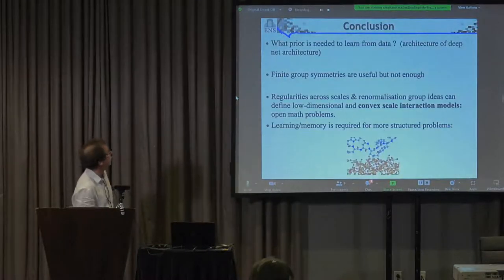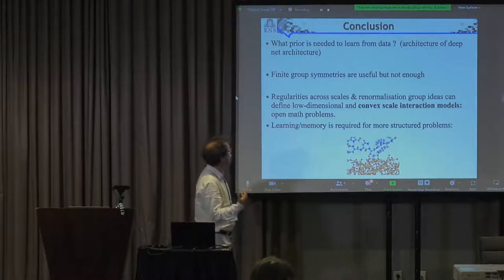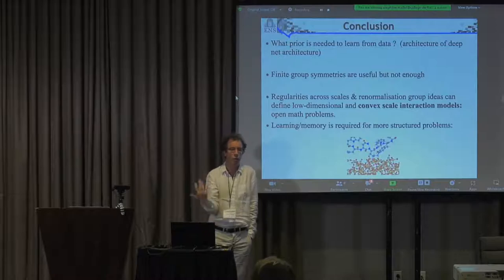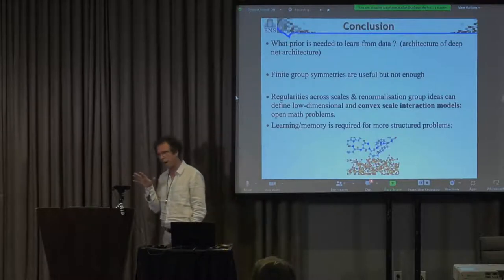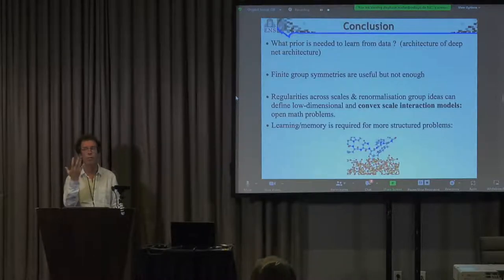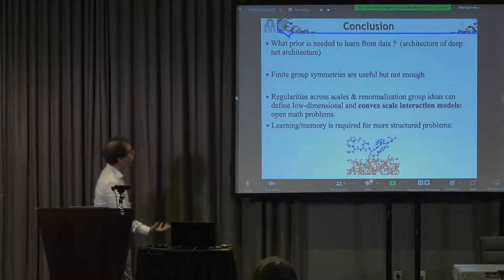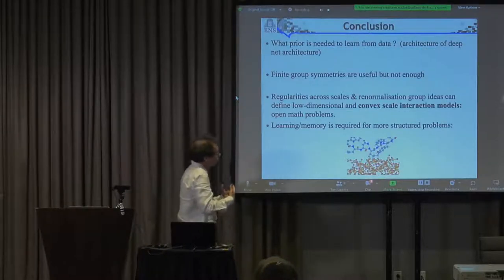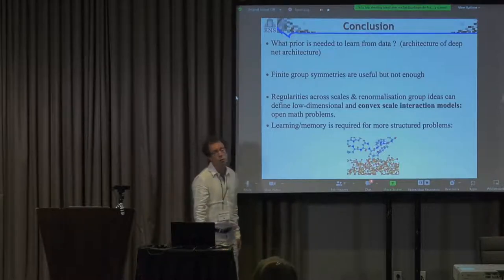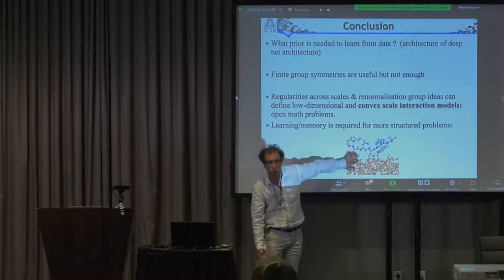So let me finish with that. What I wanted to essentially say is that a lot of things that are being done around groups is, I believe, not enough. And probably one of the strongest elements of regularity is the regularity across scale. In other words, computing the scale interaction models. Where is learning coming in? Learning is fundamental the day you deal with structured problems.